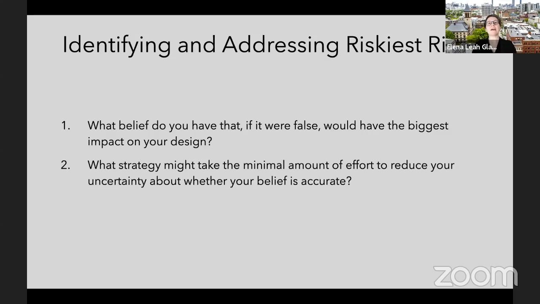And so once you've identified a belief that you have that would, if wrong, have a big impact, then you can brainstorm what strategy might take the minimal amount of effort to reduce your uncertainty about whether your belief is accurate, right? So it's more about reducing uncertainty around a belief than necessarily convincing ourselves that the belief is indeed true or indeed false. Regardless of what it is, we want to know which, so that we can update our approach and also our understanding of the need.